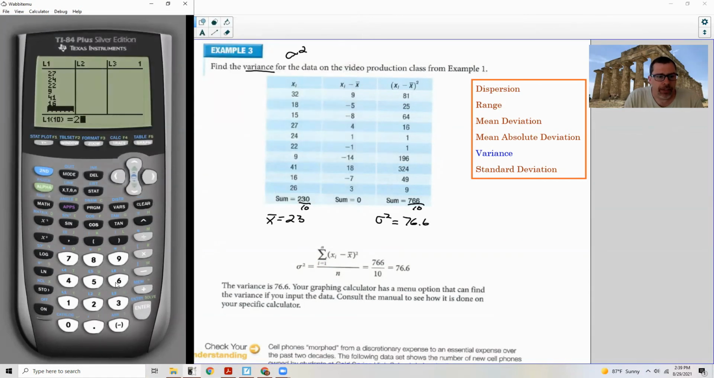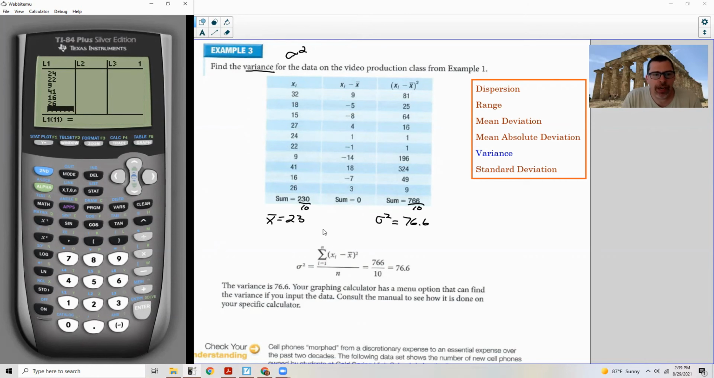Arrow back. I can't hit the left arrow. 26. Enter. Okay, 41, 16, 26. See where it says L1 parentheses 11? That means that's the next blank. So there's 10 filled and there are 10, so we're good. Okay, just want to verify you typed them in all correctly.